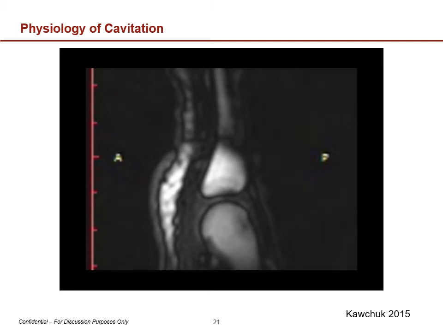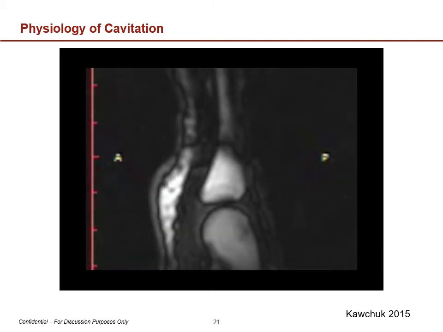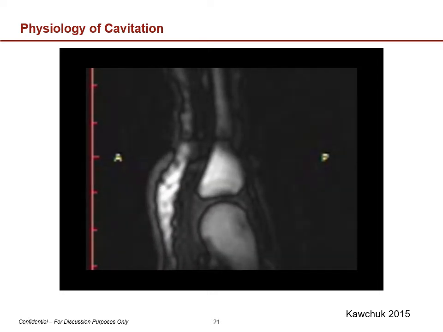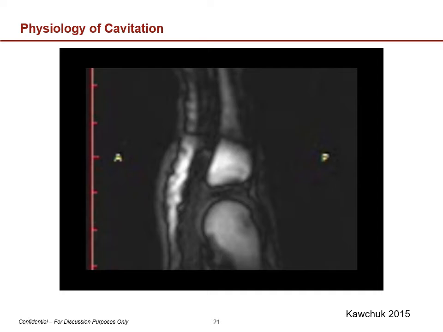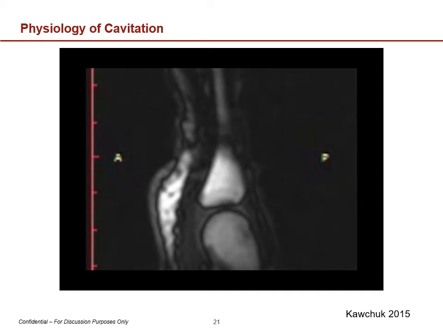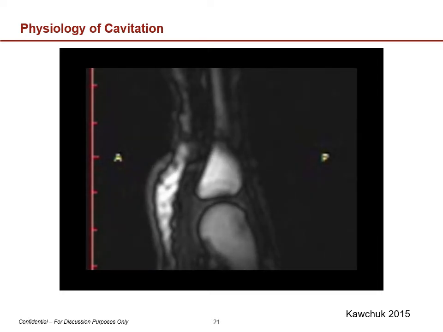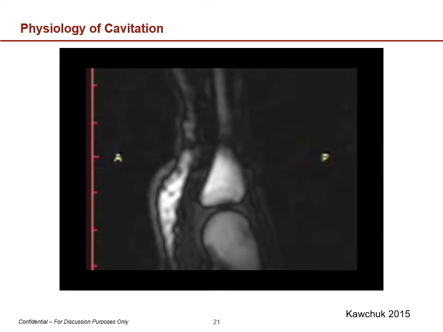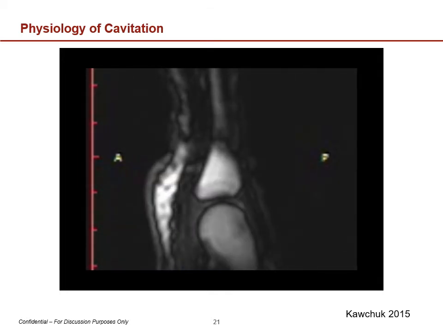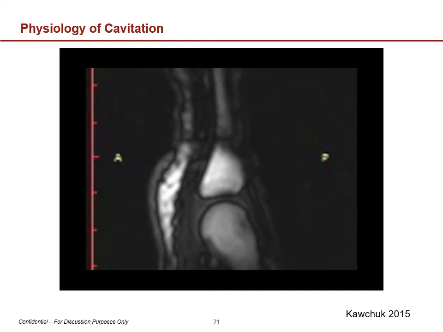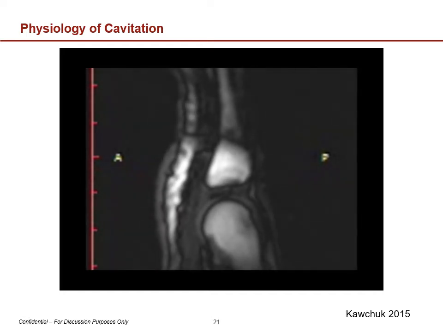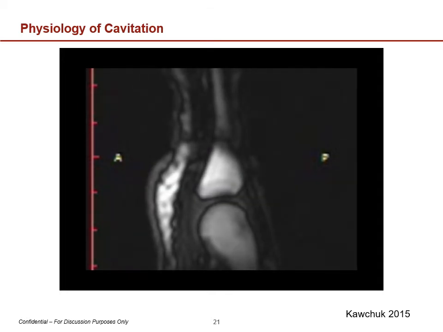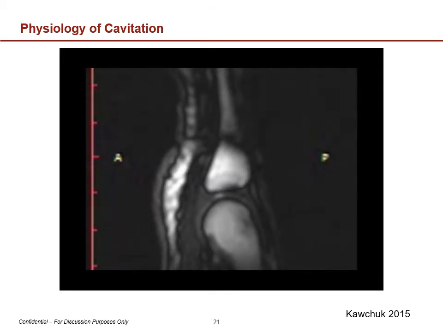Here we can see cavity inception, real-time visualization of it at the MCP. You can watch and you'll see that there is a space between the two bones that occurs, and that is at the point of bubble inception, or the cavitation. That's when you would hear the pop, when you see the separation of the two bones.